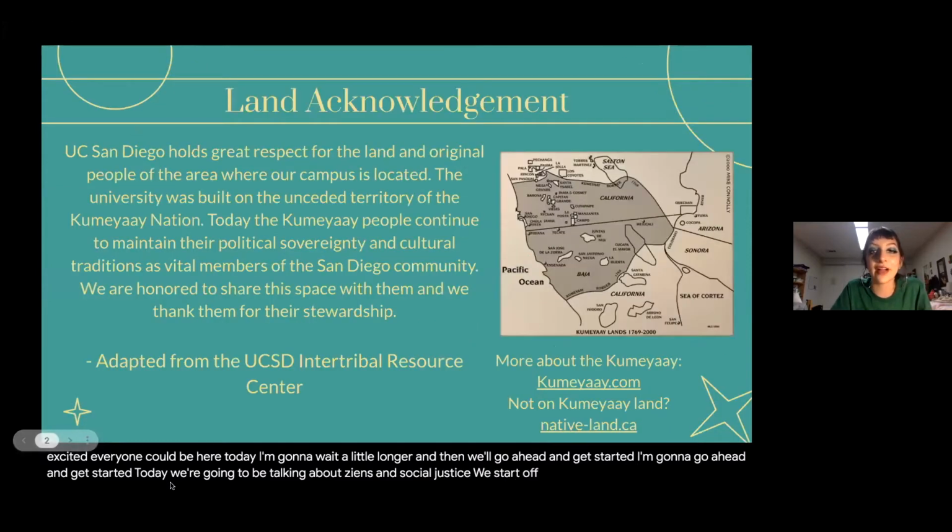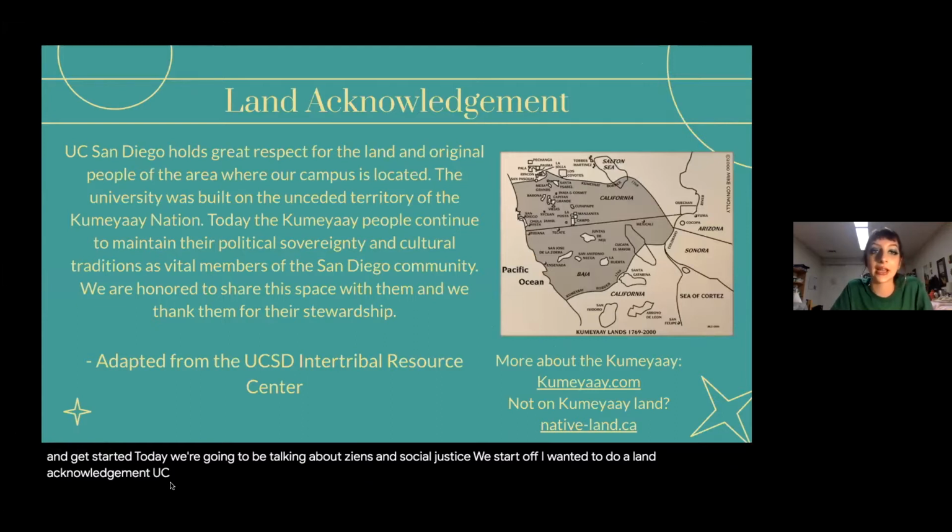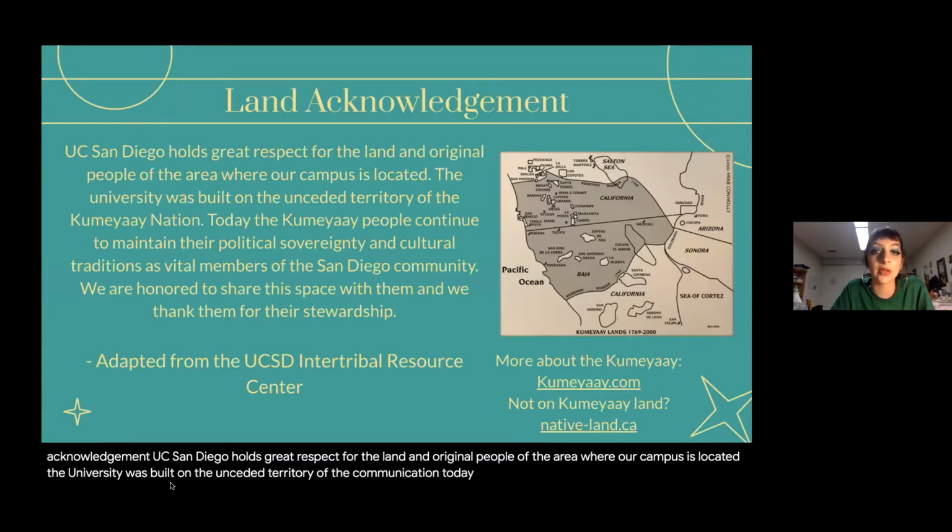Before we start off, I wanted to do a land acknowledgement. UC San Diego holds great respect for the land and original people of the area where our campus is located. The university was built on the unceded territory of the Kumeyaay Nation. Today, the Kumeyaay people continue to maintain their political sovereignty and cultural traditions as vital members of the San Diego community. We are honored to share this space with them, and we thank them for their stewardship. This statement was adapted from the UCSD Intertribal Resource Center.